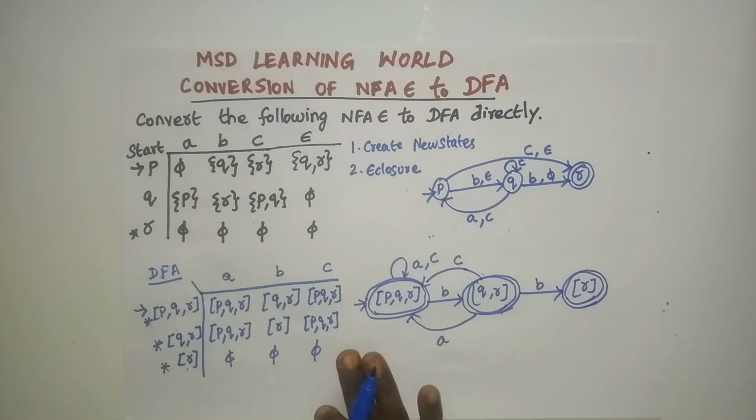So I think you have understood the steps very clearly. When we are converting NFA epsilon to DFA, we have to create new states, and while creating the new states, we need to apply epsilon closure of the states.